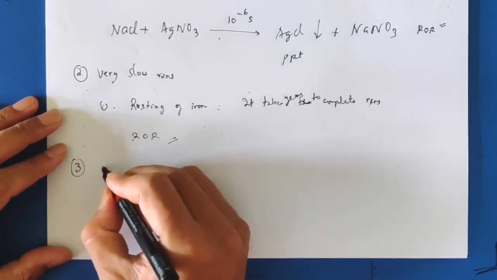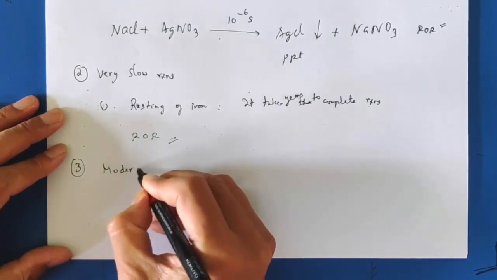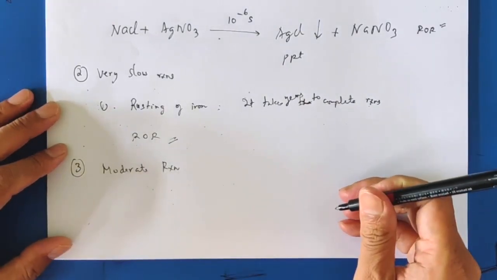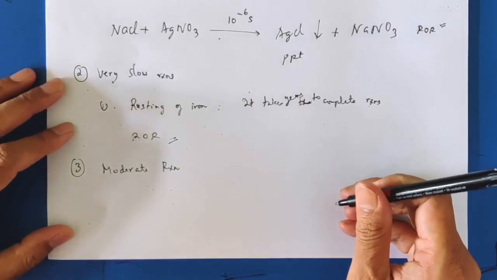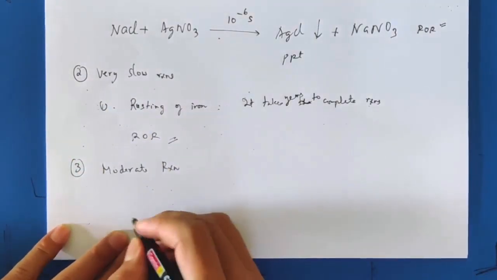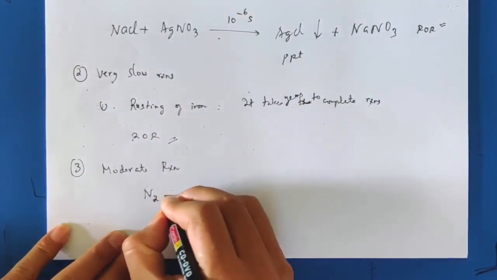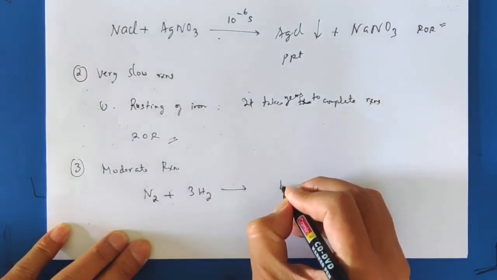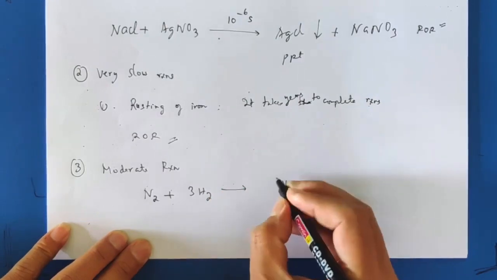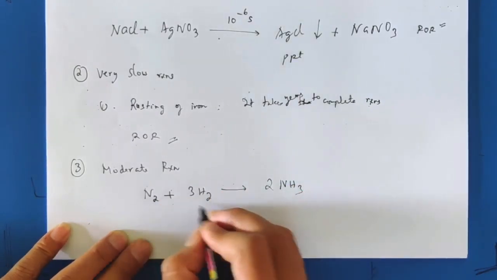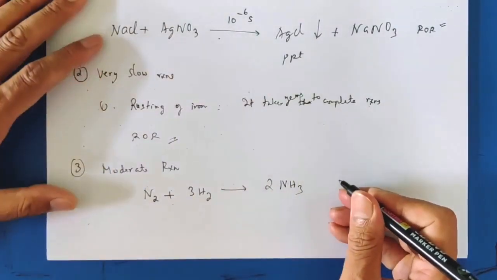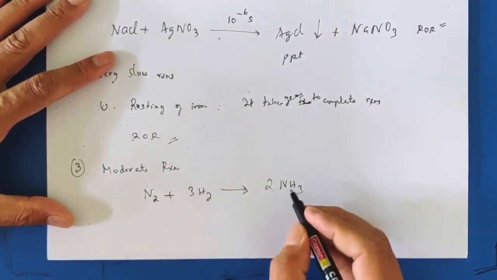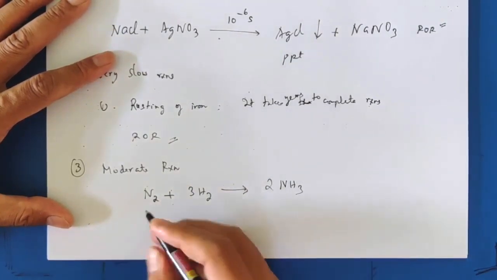Third, moderate reactions. The rate is neither too fast nor too slow. Example, suppose nitrogen, you mix with hydrogen, you get ammonia. Balanced: nitrogen plus 3 hydrogen gives 2 NH3. Okay.